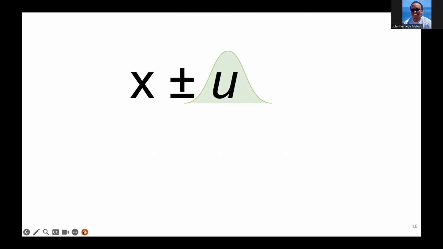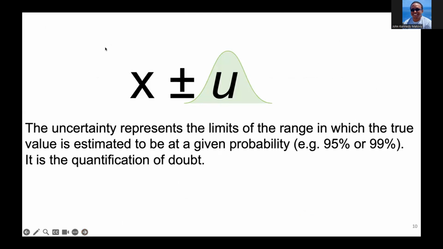Fantastic, good to know. So then coming back to measurement uncertainty and how it's measured, we say it's the value plus or minus the uncertainty that you have measured.